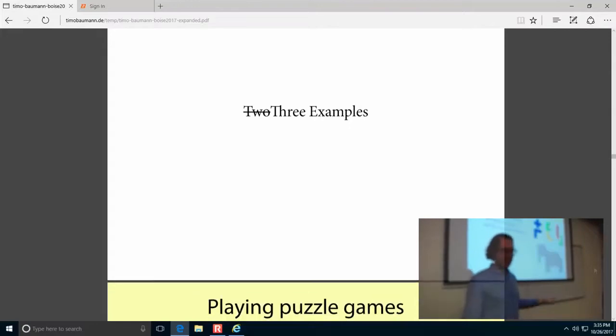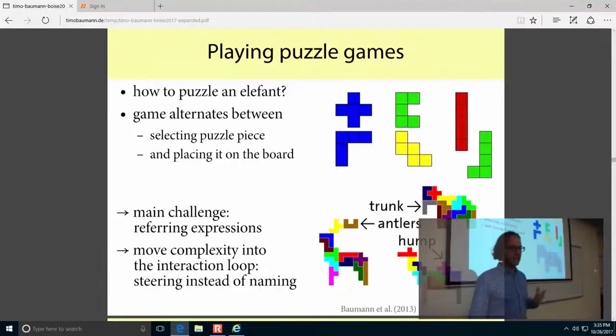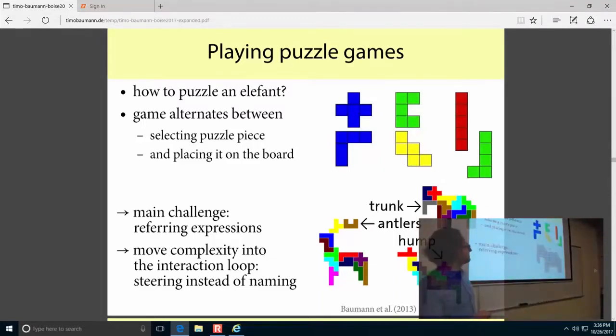One is to play puzzle games with these beloved pentomino pieces. So the question here is, how do we puzzle an elephant? Basically we designed it as, okay, you do two things: you take a puzzle piece and you put it somewhere, and you take the next puzzle piece, you put it somewhere, and so on. The main challenge here is referring expressions, because these puzzle pieces are kind of difficult, and we worked with these quite a bit. You can simplify it by reducing the set, by assigning reasonable colors, and so on. In any case, it's a maximum of 12 different pentomino pieces, so that's fairly easy.